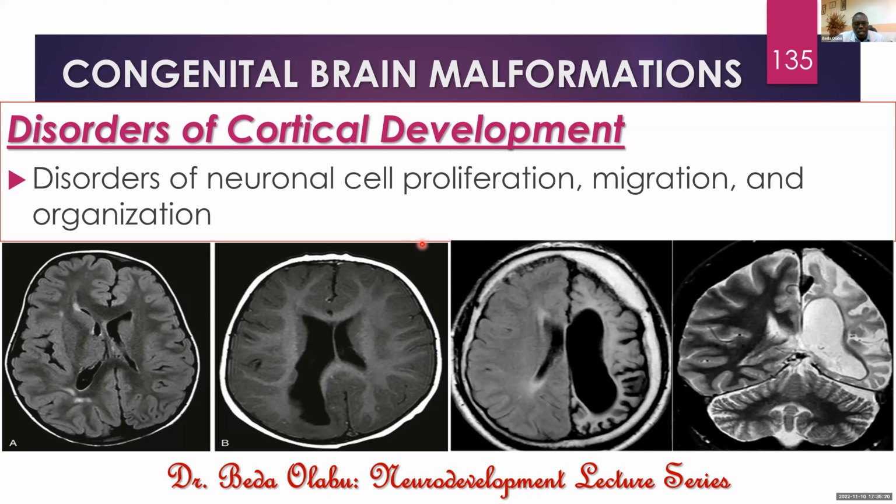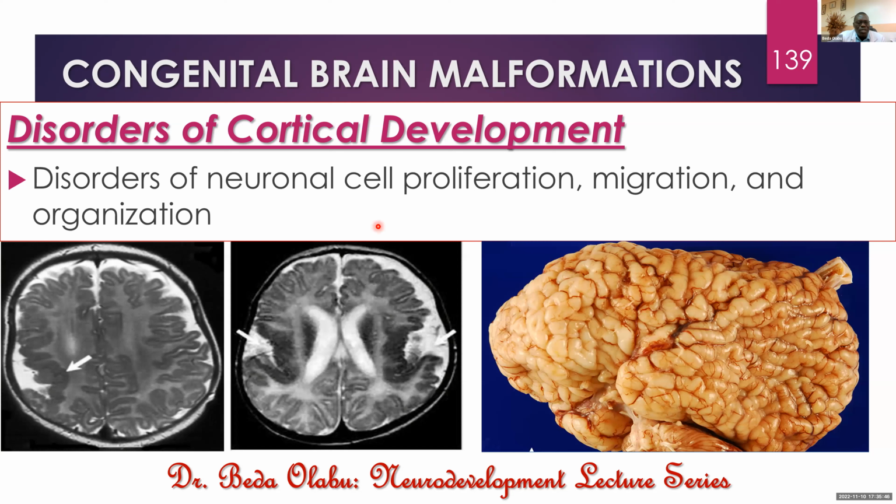Hemimegalencephaly results from overgrowth of one of the hemispheres. So there is overgrowth of one hemisphere, like this one, the right hemisphere, which is overgrown. Overgrowth of one hemisphere is termed hemimegalencephaly.